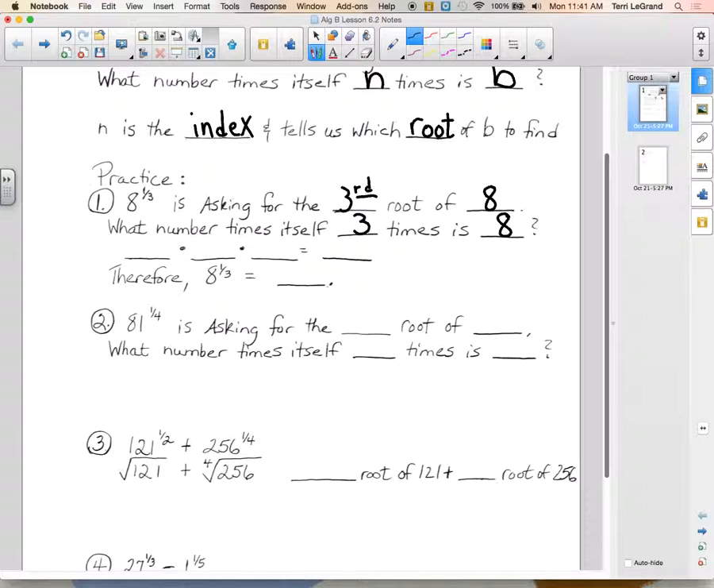Shmarky? 2. Yeah. 2 times 2 times 2. 2 times 2 is 4, and then times 2 again is 8. So 8 to the 1/3 power is actually 2. 2 is the third root of 8. So 8 to the 1/3 power equals 2.